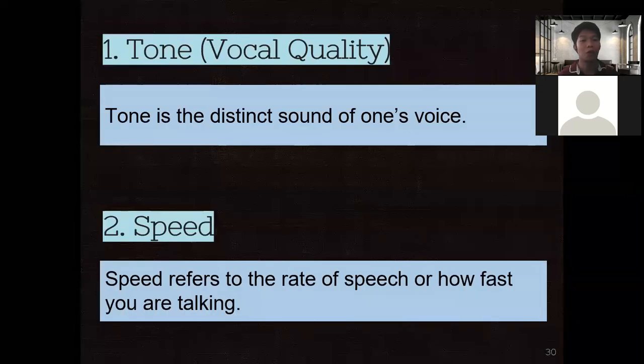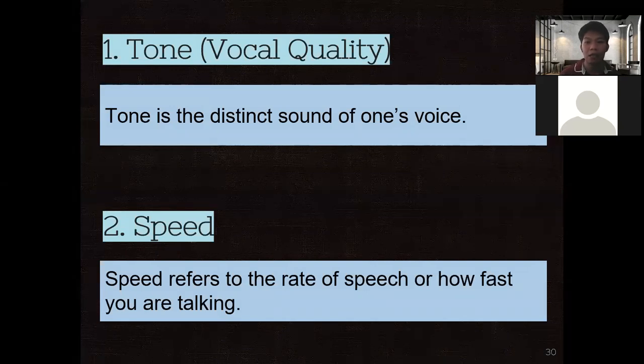We have the tone or vocal quality. Tone is the distinct sound of one's voice, meaning that it's unique in every speaker. Have you noticed when someone is speaking, even if you do not see the face of that person, you can identify who he or she is? That's because of the tone of this person, because that's distinct to him or her.